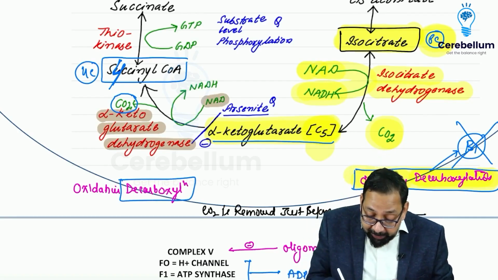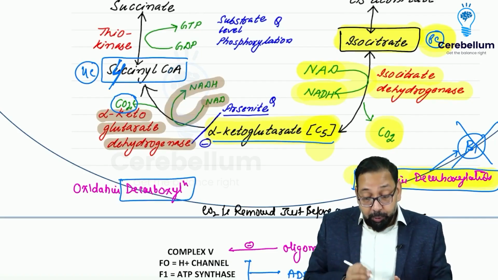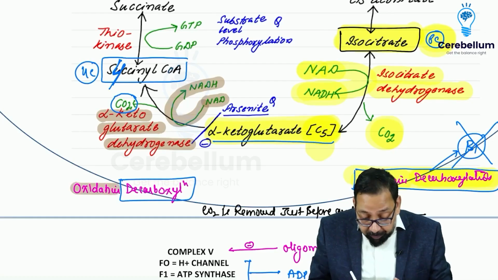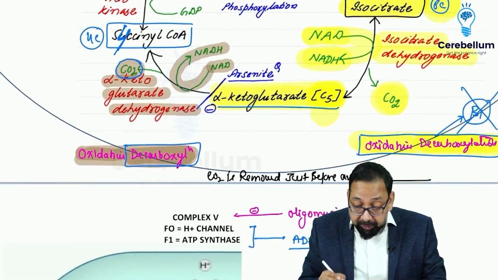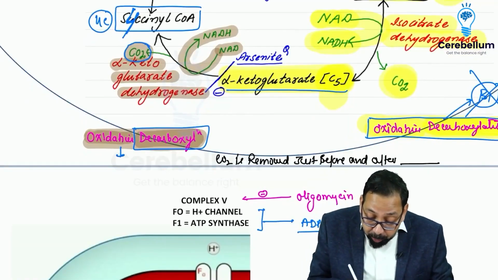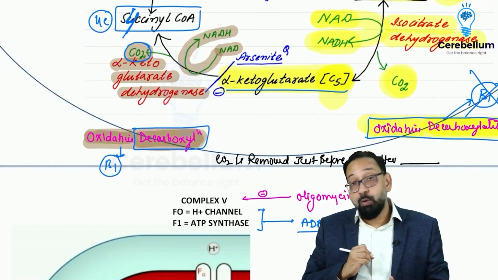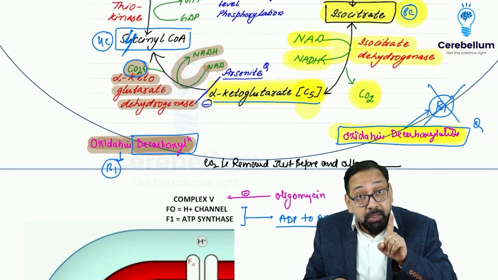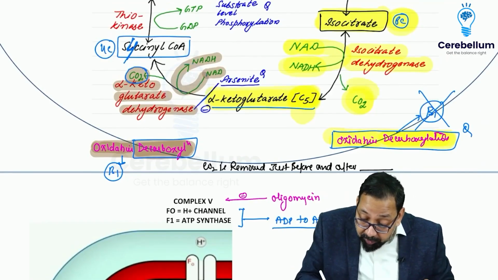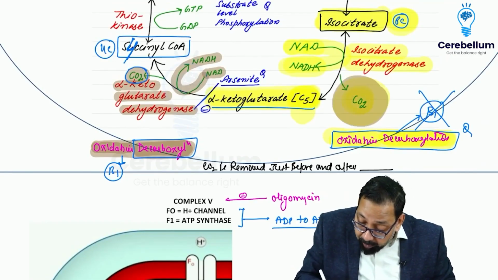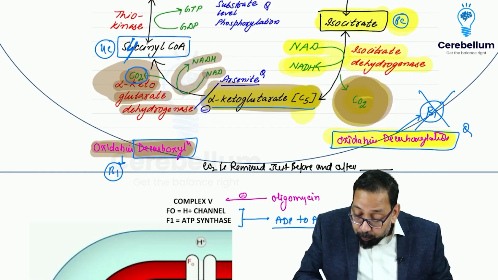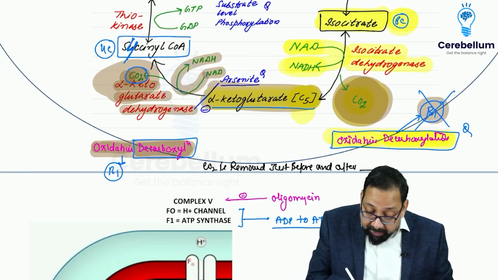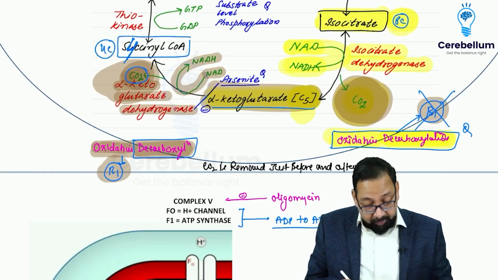It is taken up by NAD to form NADH. So you can say removal of hydrogen, oxidation, removal of carbon dioxide, decarboxylation. So it is also an example of oxidative decarboxylation. And here, for this oxidative decarboxylation, vitamin B1 is the cofactor. Question is asked that CO2 is removed just before and after alpha ketoglutarate, and for the first CO2 B1 is not the cofactor, for the second CO2 removal B1 is the cofactor.